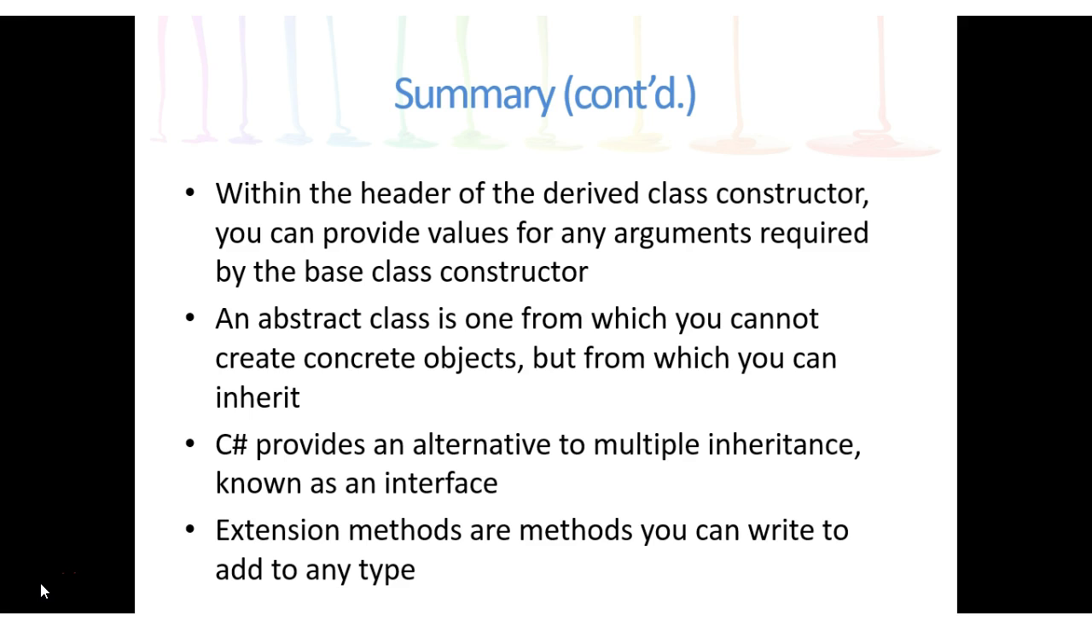An abstract class is one where we cannot create an actual object from the class, but we force the program to create objects with the derived classes or the child classes instead. C# does not allow multiple inheritance, but we can use interfaces instead. And then we can also provide extension methods so we can add to capabilities for any of our other objects or our variables.